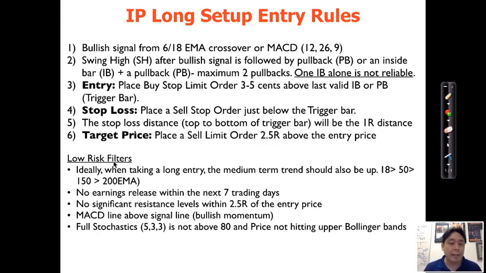Well, first, ideally, if I'm going long, I want the medium-term trend to also be bullish. How do I know? Basically, I want to see the 50 moving average above the 100 moving average, or above the 150 moving average, which is above the 200 moving average. I repeat, the 50 moving average above the 100 moving average, which is above the 200 moving average. Now, this is not a must, but it's nice to have because it tells you that the overall big trend is up as well, and that gives us better odds.